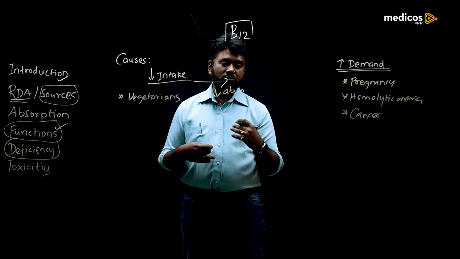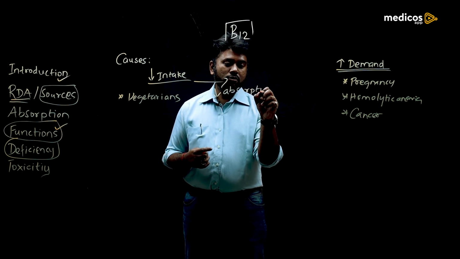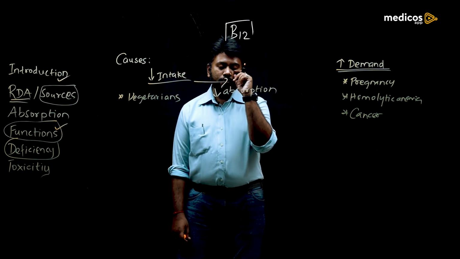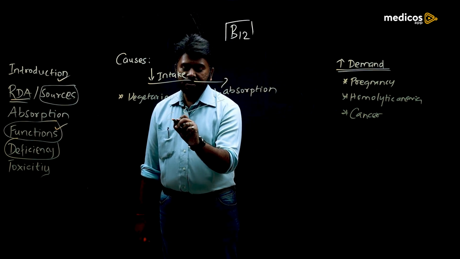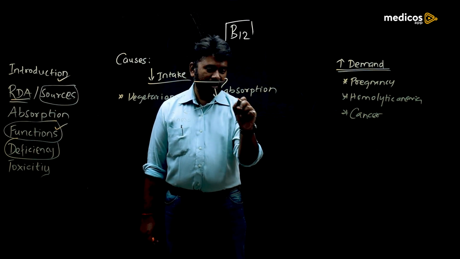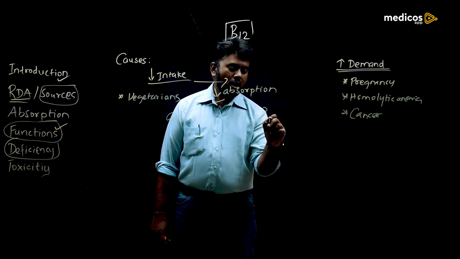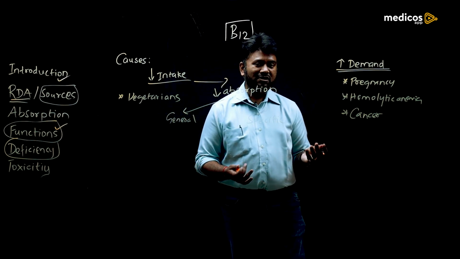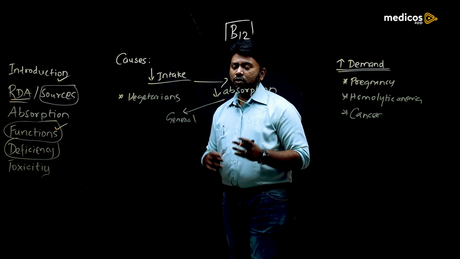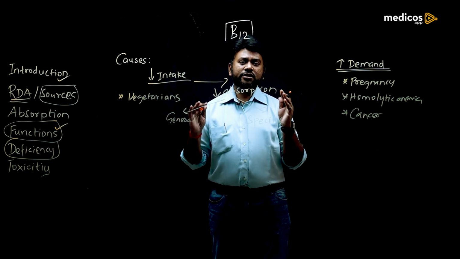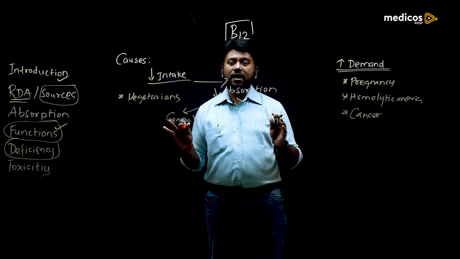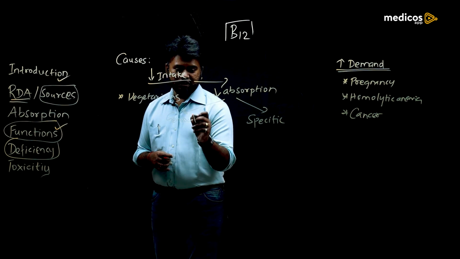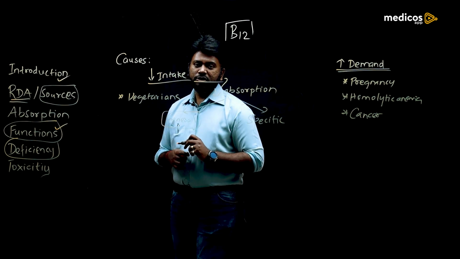You may take enough B12, but if it is not absorbed, then also it can lead to vitamin B12 deficiency. This decreased absorption can be either general or specific. General means there are a few general conditions like tropical sprue, celiac disease, or any gastric surgeries. In all these conditions, digestion and absorption of almost all the nutrients will be affected. Along with that, you will also have vitamin B12 deficiency. They are called general malabsorption syndromes.